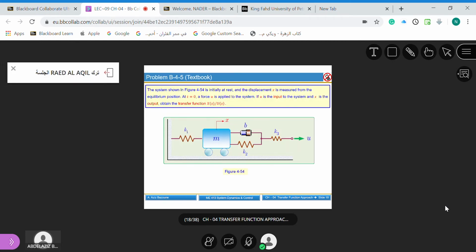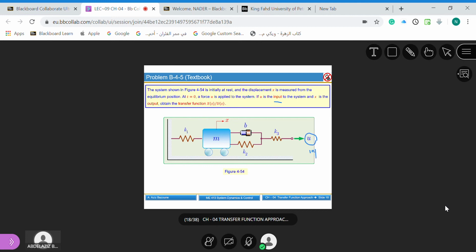Now, Shabab, we have just a small system here. They are asking us to find the transfer function for the system shown in 4, 5, 4, initially at rest, with the displacement x measured from the equilibrium position at t equal to 0. A force U is applied to the system. If U is the input and X is the output, obtain the transfer function X of S over U of S.